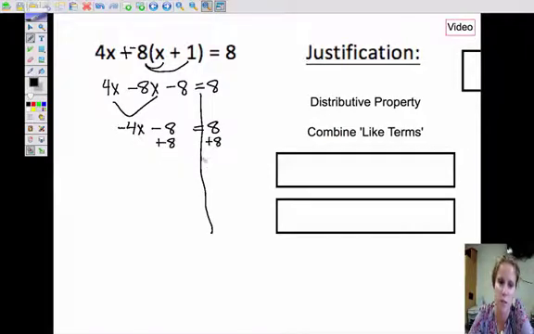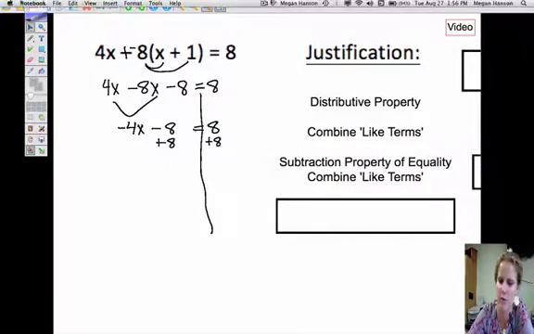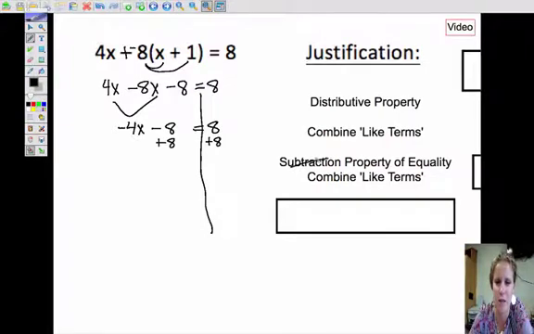So I'm using the subtraction property of equality. Actually, and these are kind of interchangeable. I did add, so it could be the addition property of equality, whatever you want to call it. And then I need to combine these like terms. So this cancels. This is 16. So I have negative 4x equals 16.